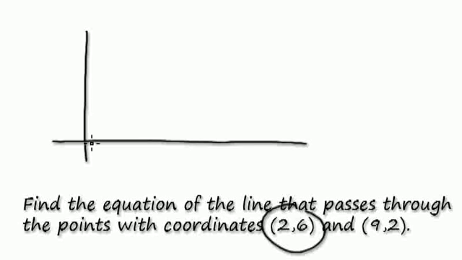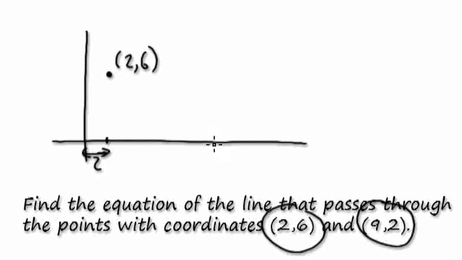So two across, 6 up. Just guess 2 to be around here. It's a short way across and then quite a long way up, so let's guess 6 to be around here. So this point here would be 2, 6. And then have a guess around here. If from here to here is 2, then 9 I would guess somewhere around here. So it's a long way across and then just a short way up, just 2 up. So the other point would be here.